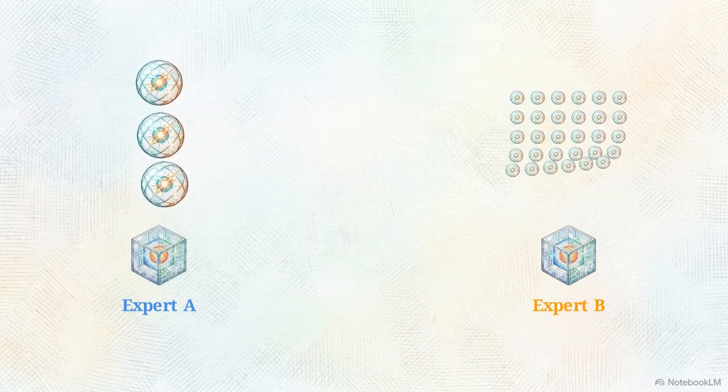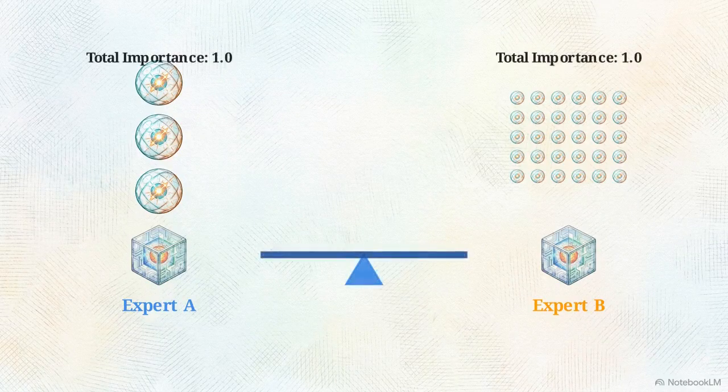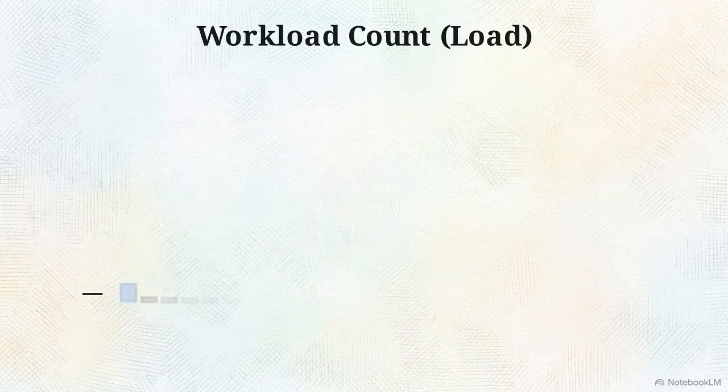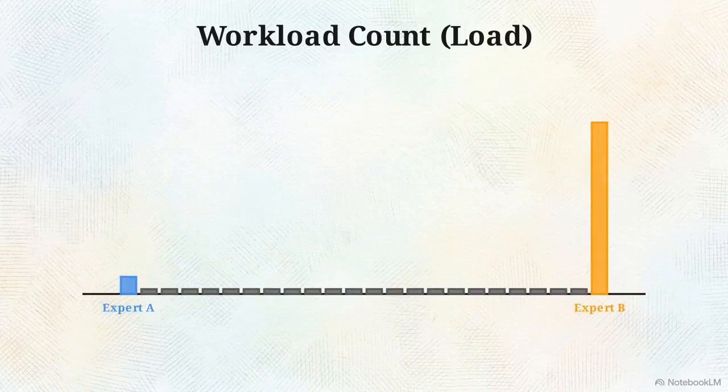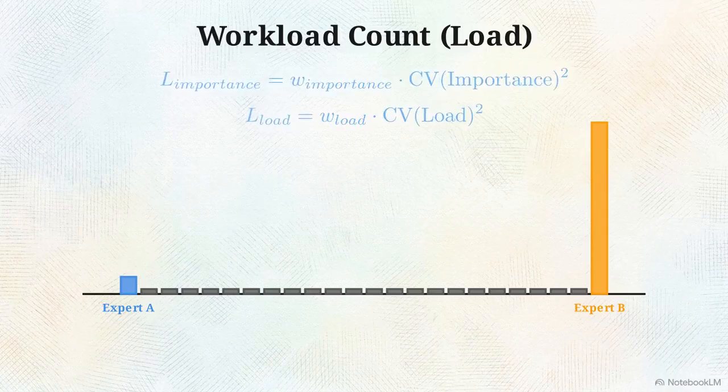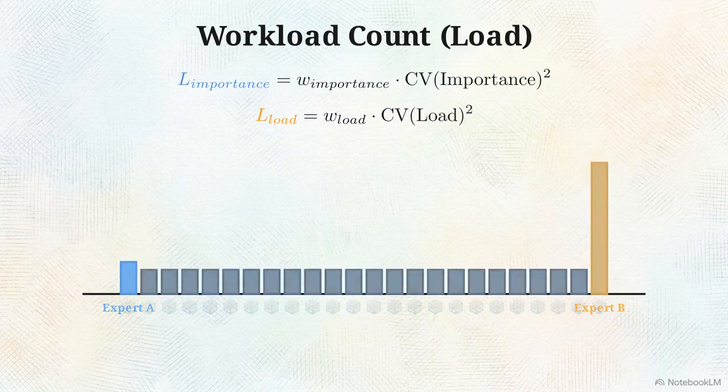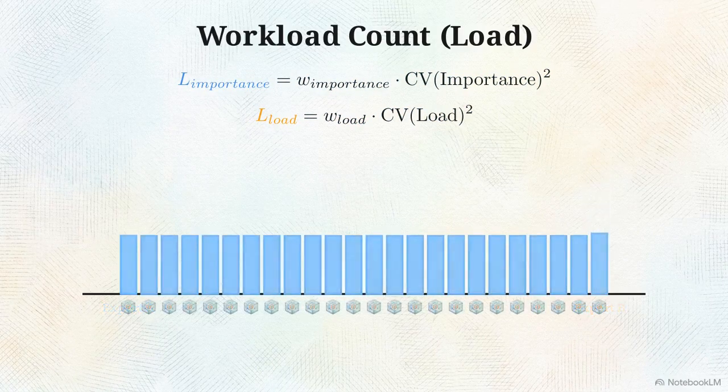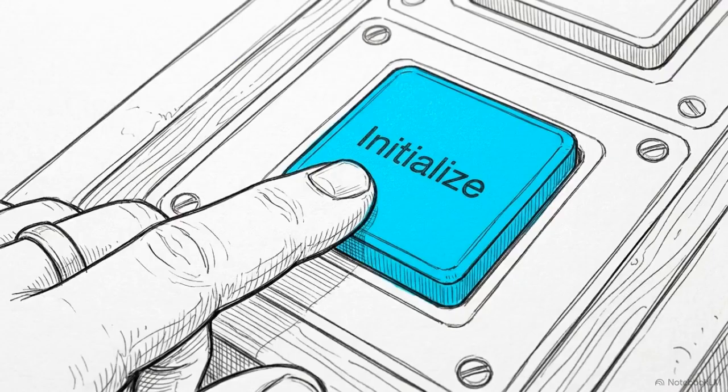An expert could receive 3 examples with massive weights, while another receives 30 examples with tiny weights. Total importance may be equal, but computational workloads are lopsided. To fix this, they introduced a second constraint, the load loss. Leveraging probabilities from the Gaussian noise, this loss balances the actual number of discrete examples routed to each expert.